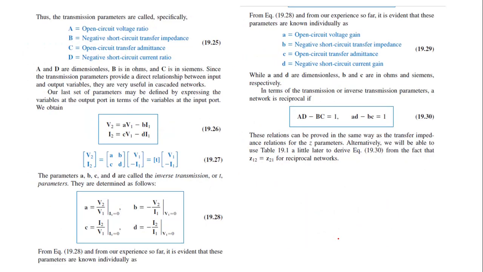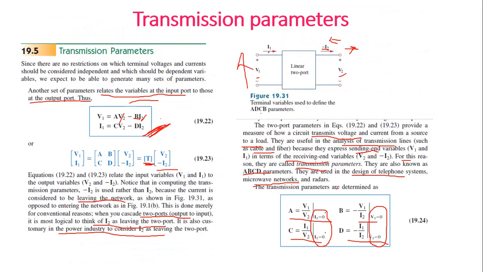Now these transmission parameters can be named as follows. A is V1 by V2. What is V1 by V2? It is a voltage ratio, right? But it is in the reverse form. So it is the reverse voltage ratio or voltage gain. When this is obtained, I2 is equal to 0, which means that the output port is open circuited.